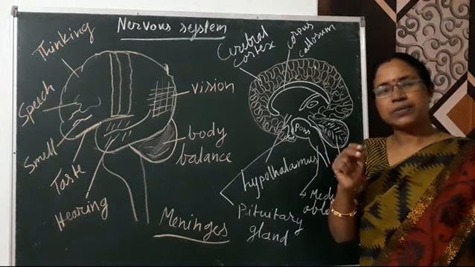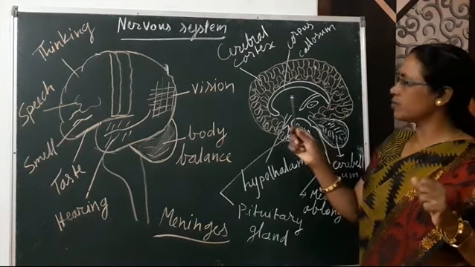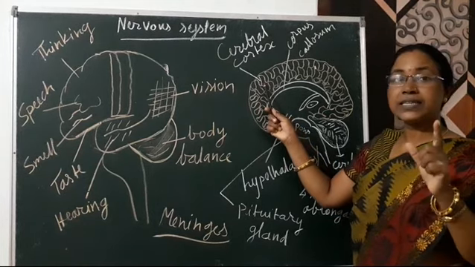Now we'll see about the regions of the brain: outer cortex and inner medulla. In the cerebrum, the cortex region has the cell body, that is perikaryon or cytone. Sometimes you are asked to write the location of the cell body, so you have to write the cortex region of the cerebrum.